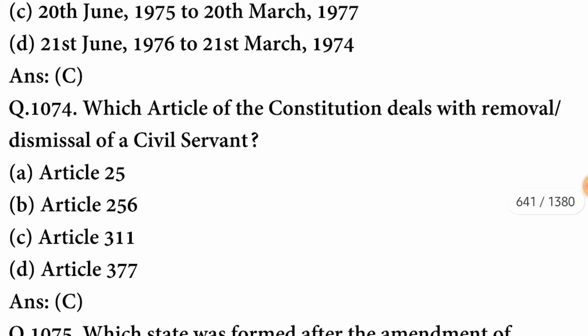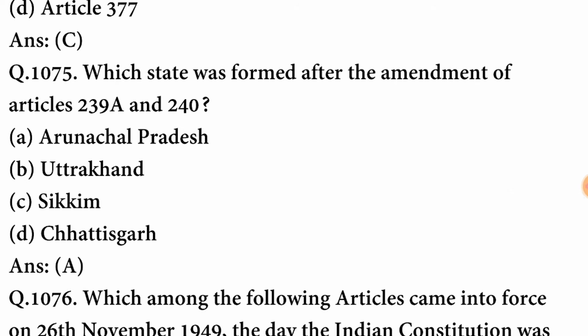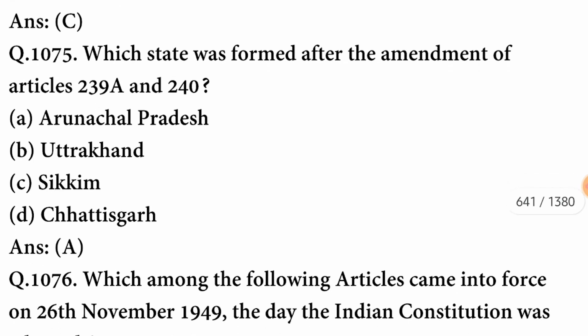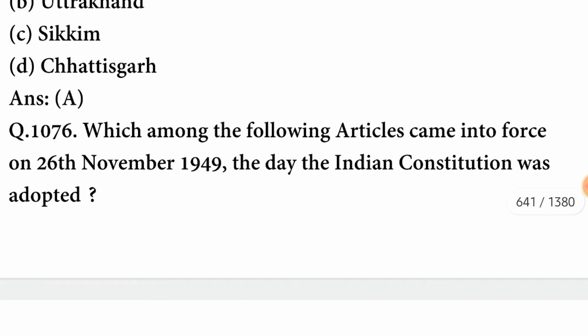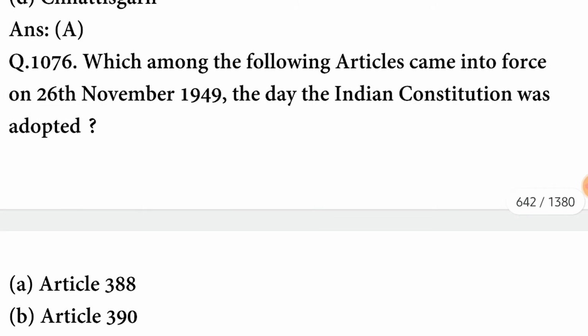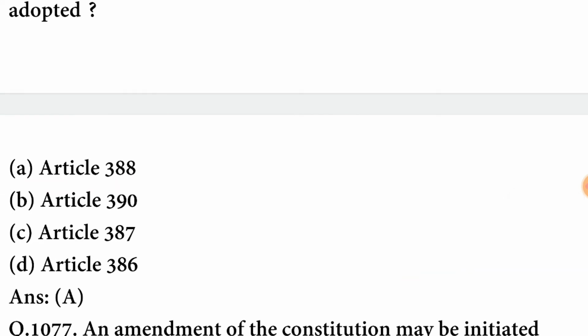Next question. Which article of the Constitution deals with removal or dismissal of a civil servant? The article is Article 311. Which state was formed after the amendment of Articles 239A and 240? The state is Arunachal Pradesh. A option is correct. Which among the following articles came into force on 26th of November 1949, the day the Indian Constitution was adopted? The article was Article 388.